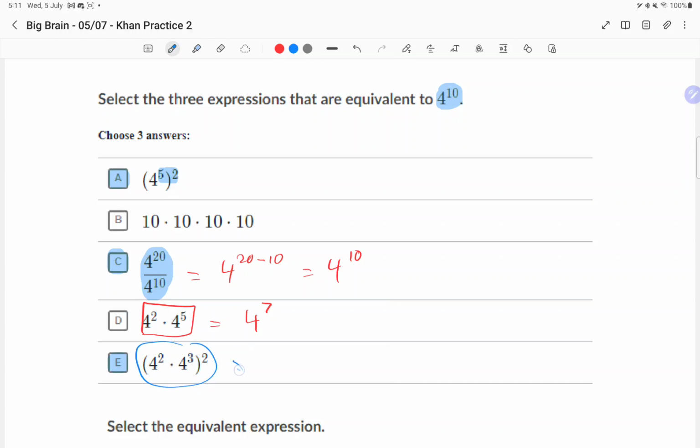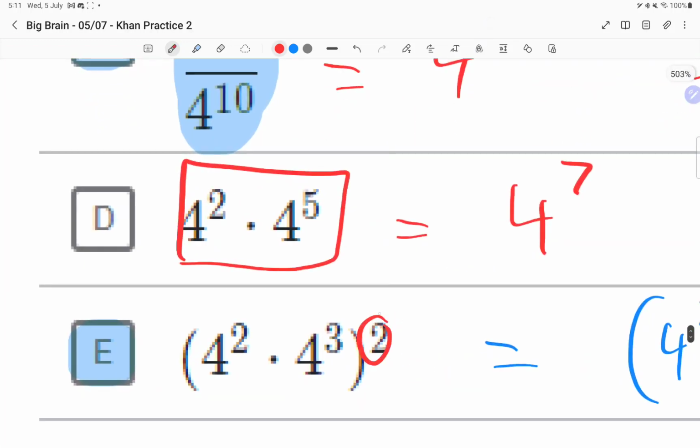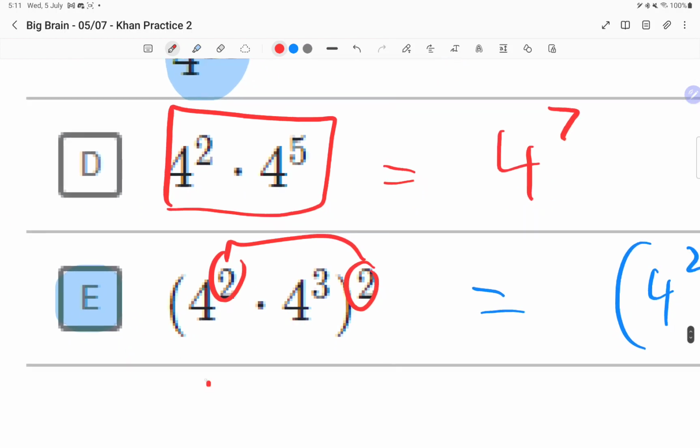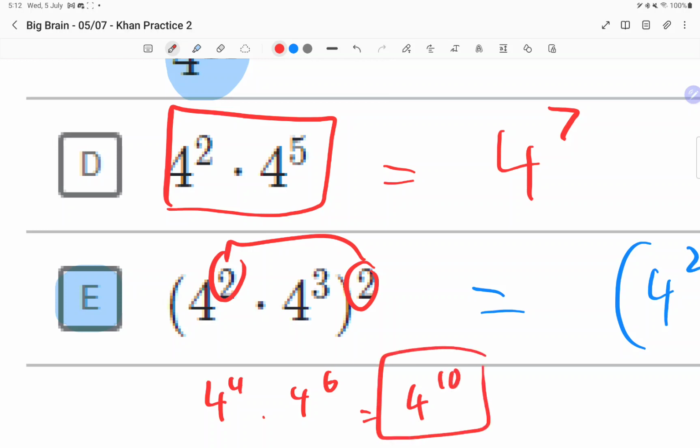Now, if you have to work this one out, you distribute the power in first, right? That would be 4 squared, everything power 2 times 4 cubed, everything power 2. But remember, power in the power means you multiply them, which means that you can just simply see this one as 2 times the 2 times the 2 there. So that would be 4 power 4 times 4 power 6. That's it. Which means that would be 4 to the power 4 plus 6, which is 10. So that's why that's also a correct answer. That's easy, right? Okay.